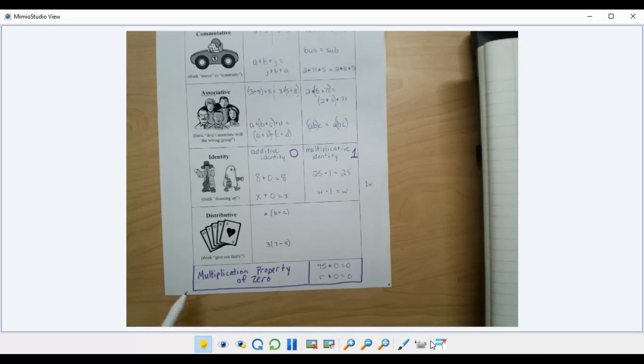So the distributive property, I have a little note down here, think, give out fairly. And then I have the cards as the picture reminder. So think about this. Close your eyes. Pretend you're in a classroom. Maybe it's mine at school. Maybe it's another teacher's, another subject. Maybe it's one of your favorite elementary school teachers, but you're in a classroom somewhere with lots of kids in the room. And the teacher walks over and hands you a stack of papers and says, please distribute these to the class.